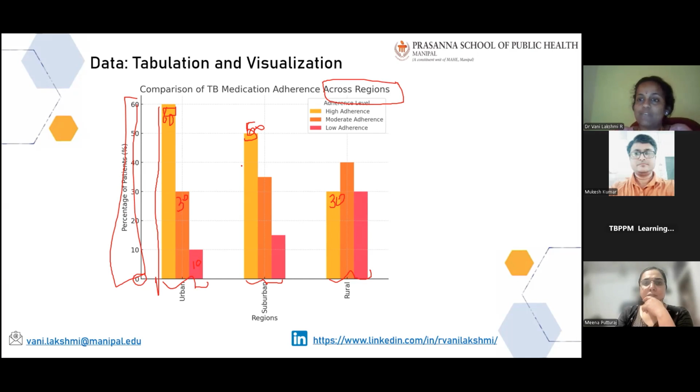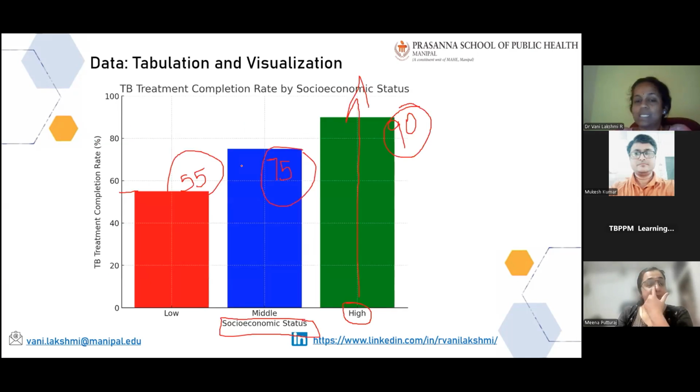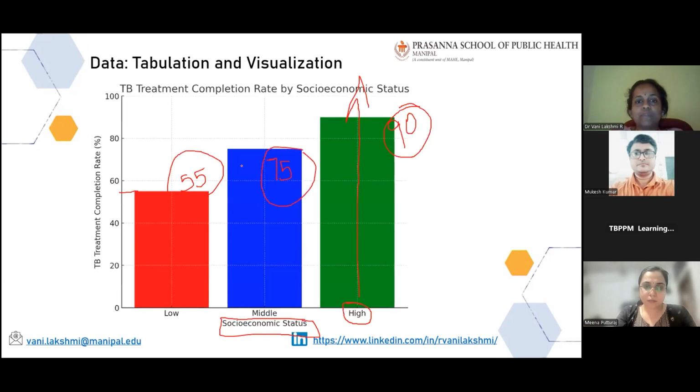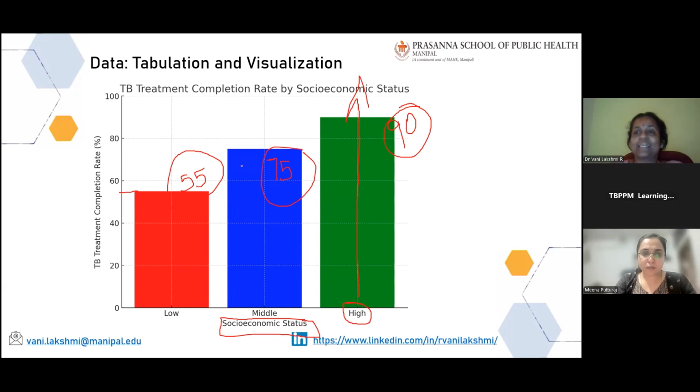So previously you saw socioeconomic status, then you saw region wise. If you look at it, probably rich people living in cities tend to adhere to the intervention better than poor people living in villages. That is what I understand from these two bar charts. Again, I need to have data and then come up with charts and then learn more about the factors that improve the completion rate of treatments.